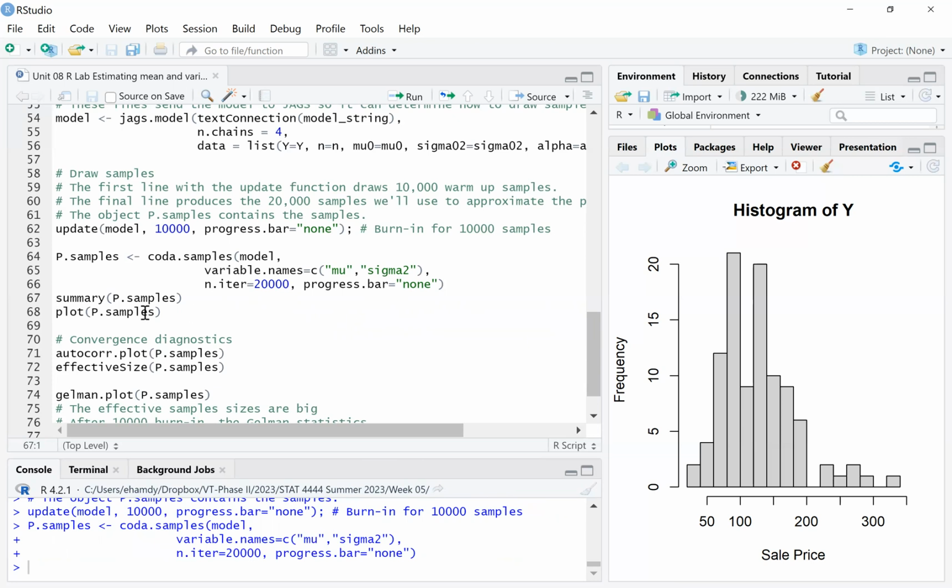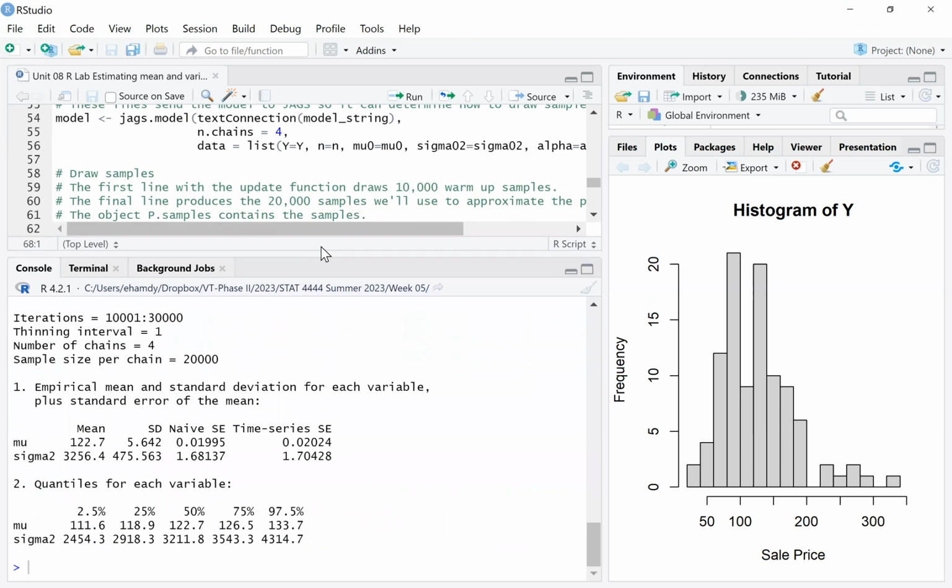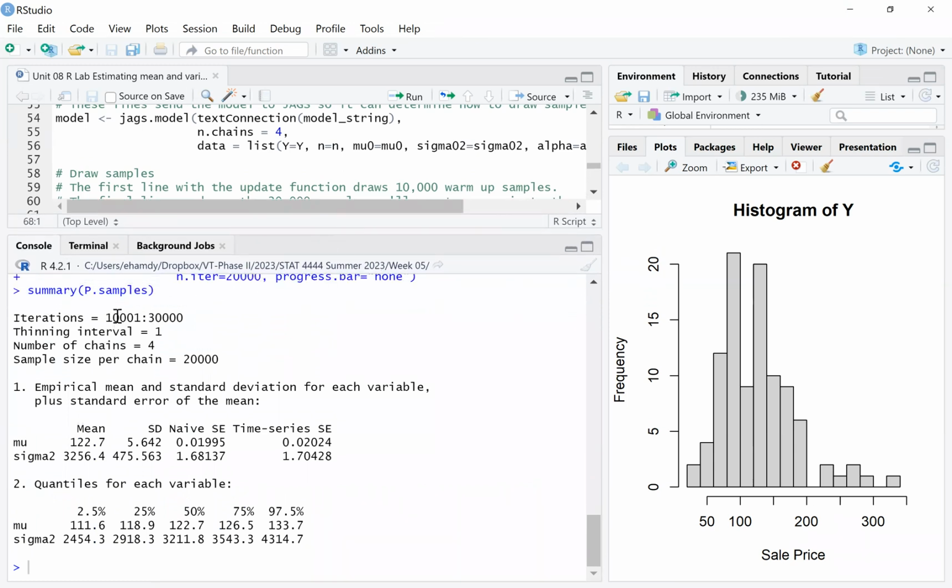And then let's summarize the samples. I would like to calculate the posterior mean for the population mean, posterior mean for the population variance, the first quartile, second quartile, third quartile, and so on. So let's have some summary. So let's read this summary. It sets the iteration after 10,000, so starting from 10,001 to 30,000, and the number of chains is 4, and the sample size per chain is 20,000. The empirical mean and the standard deviation for each variable, plus the standard error of the mean, is this one.